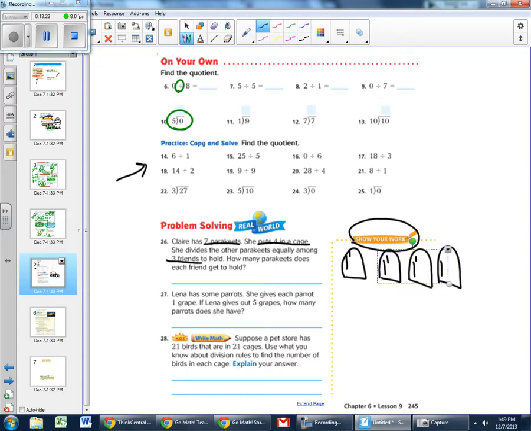So I have 1, 2, 3 left over after I divided them by the 4. She has 3 friends, so I have 3 divided by 3. We just learned in this lesson any number divided by itself is what number? So that is going to go here, and you're going to label it parakeets.